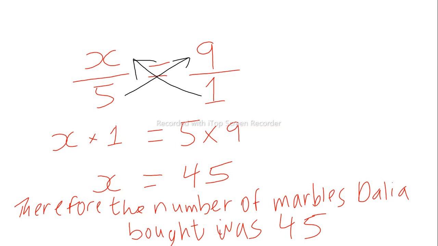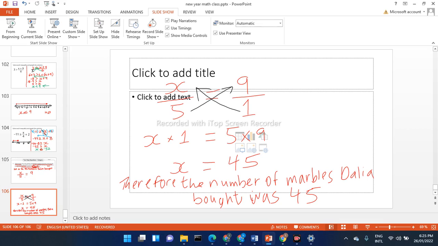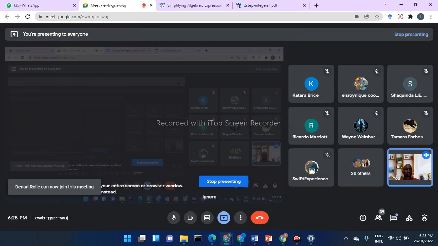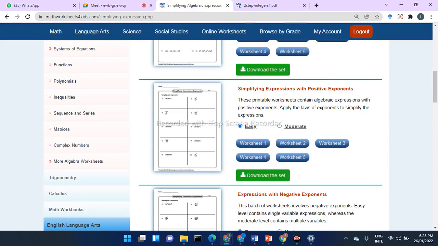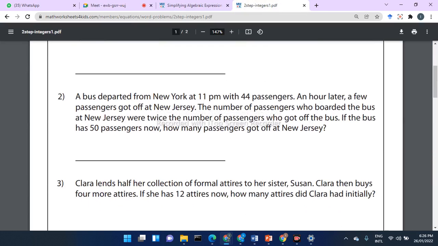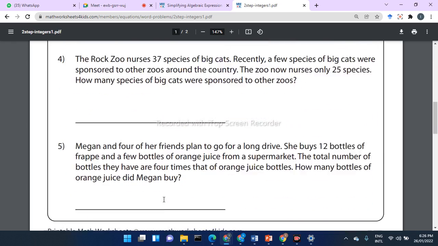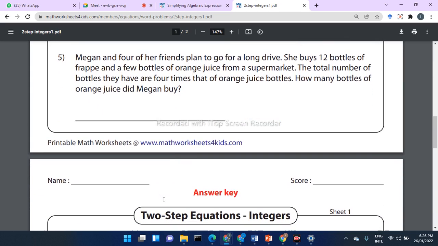Alright, so let's move on. This one is pretty straightforward. Any questions from this? Any questions? No? Alright, so let's begin. Let's continue. Alright, so this one is about a bus. So you gotta be paying attention. Oh, but let's see if we got that answer right anyway. Let's see. I don't want to get the answer to any other one.